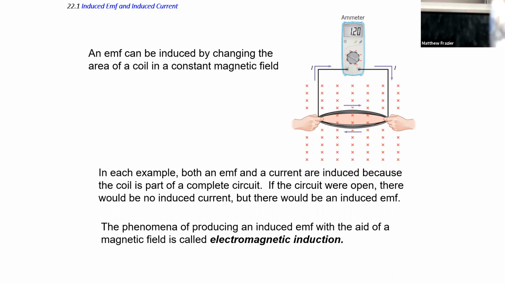All right, so for a current to flow, there has to be a complete circuit. So the current flows when we measure it. If there's no circuit for it to flow through, then there's just an EMF, but there's nowhere for the current to go.